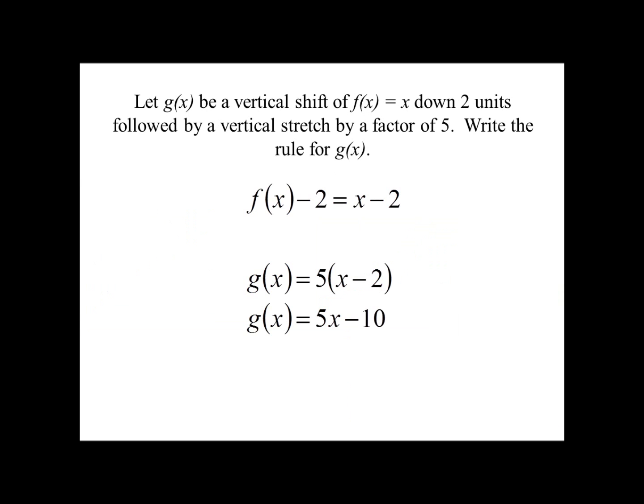So we start by subtracting 2. So it goes from x, it changes to x minus 2. Now that takes care of the shift. Now the vertical stretch, we have to multiply the whole function by 5. So in this case, because it's an outside change, the x and the 2 get multiplied by 5. So g of x equals 5x minus 10.